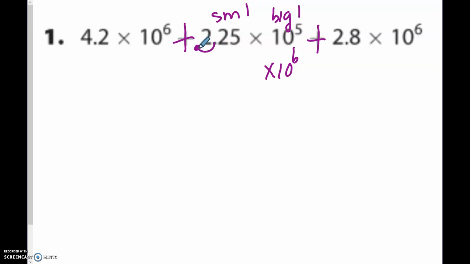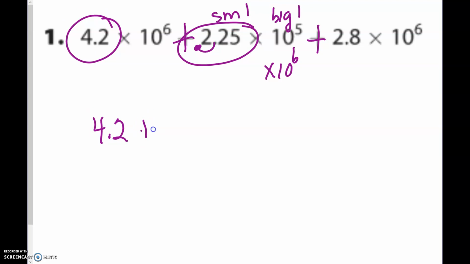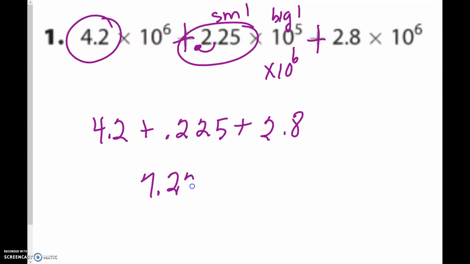So now we are going to add the multipliers. So add 4.2, 0.225, and 2.8. So grab your calculator and add those numbers together, and let's see what we get. So 4.2 plus 0.225 plus 2.8, and I get the number 7.225, and then keep your base and power. Keep the times 10 to the 6th.